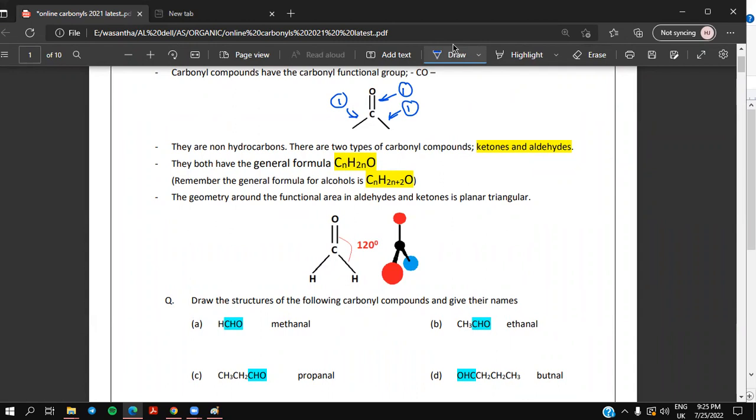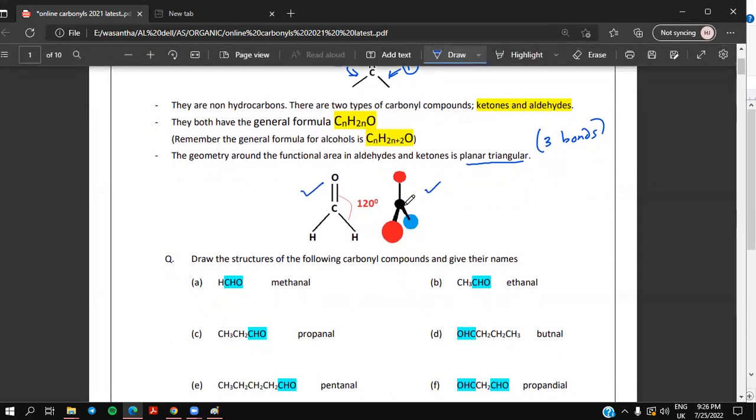If there are 3 bonds available around a carbon atom, it is going to be a planar triangular structure because it has only 3 bonds. So this is a planar triangle. If it is a planar triangle, this bond angle should be 120. At an angle, this is how we look at the carbonyl molecule. Bond angle is 120, and around the central functional group carbon atom, it has a planar triangle shape.